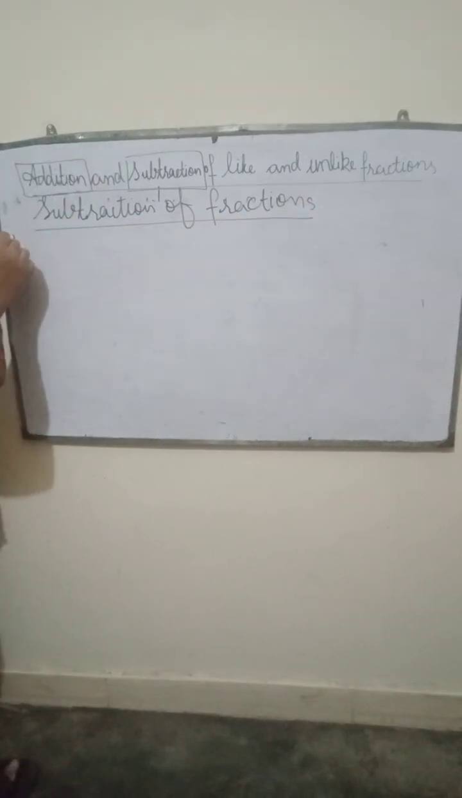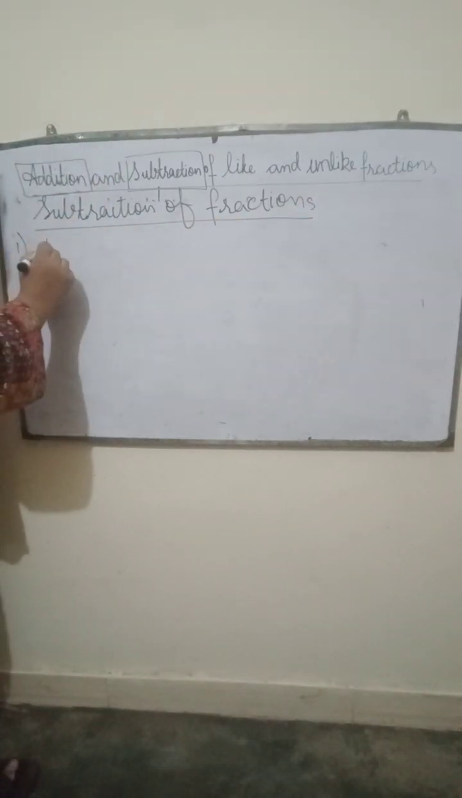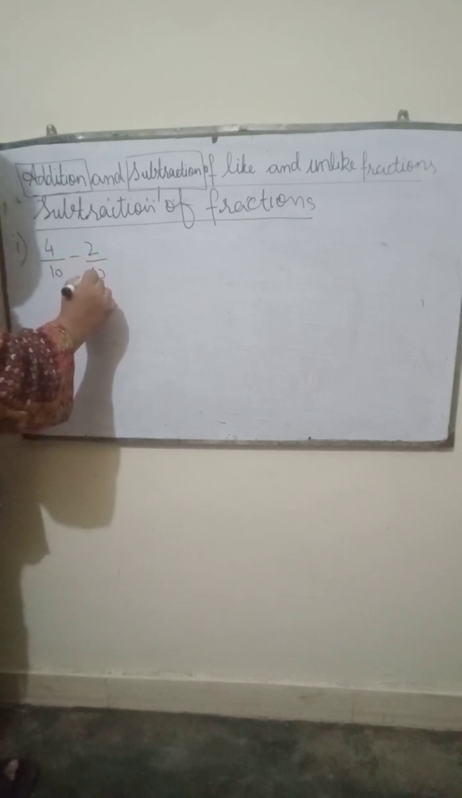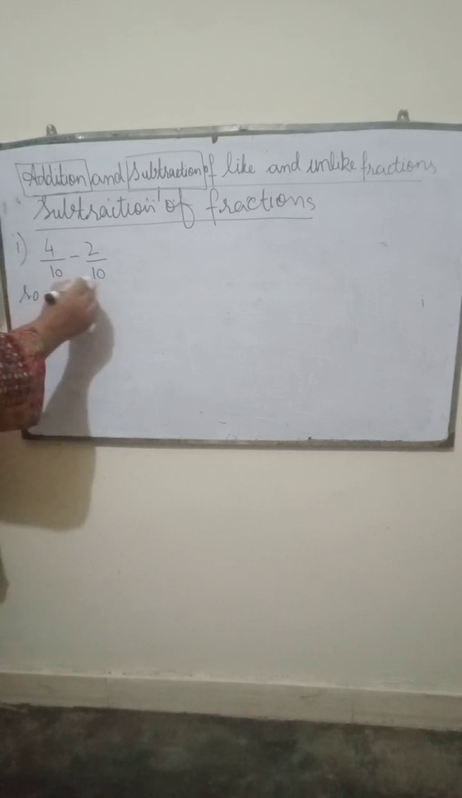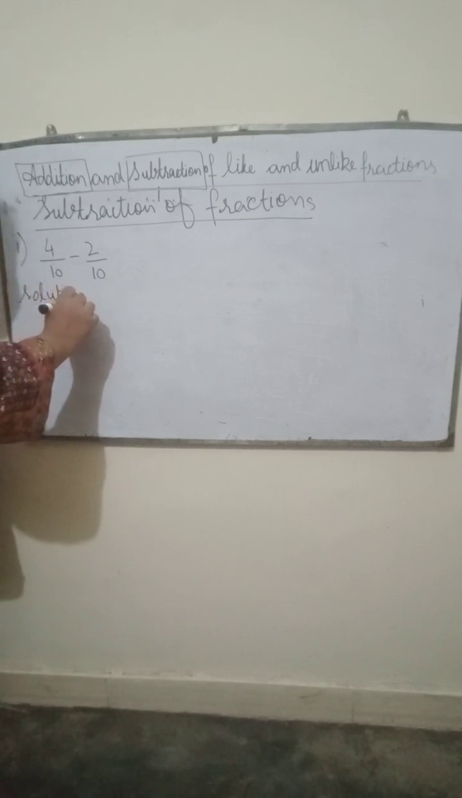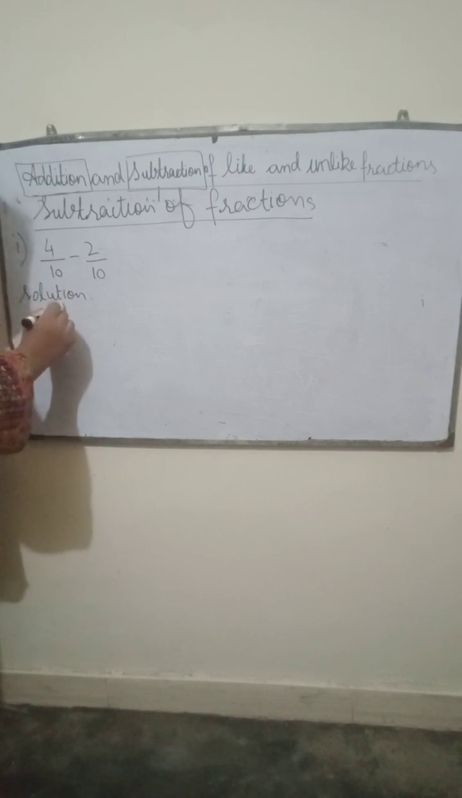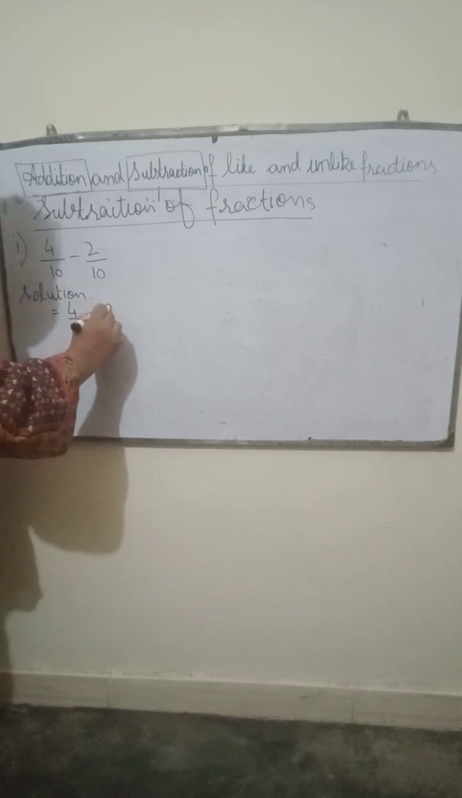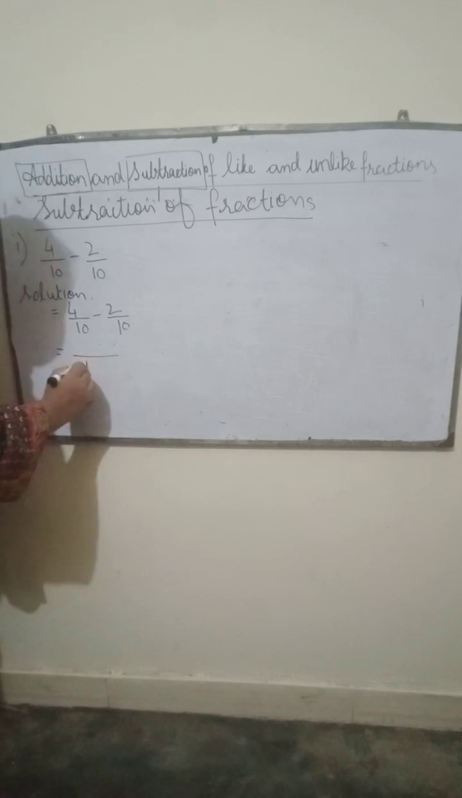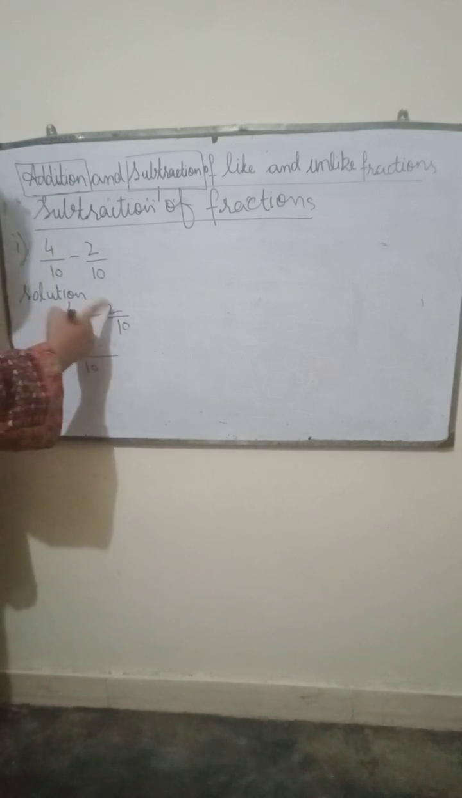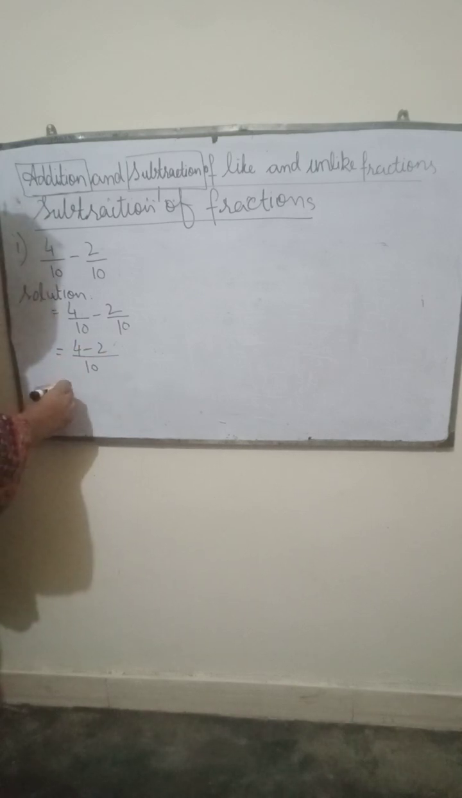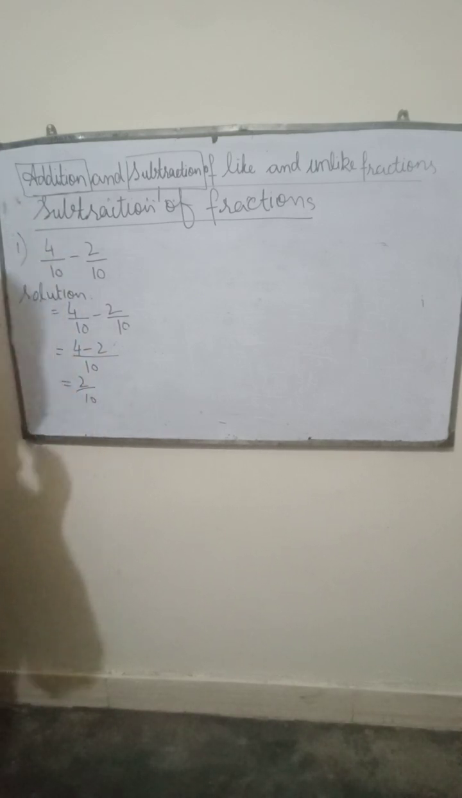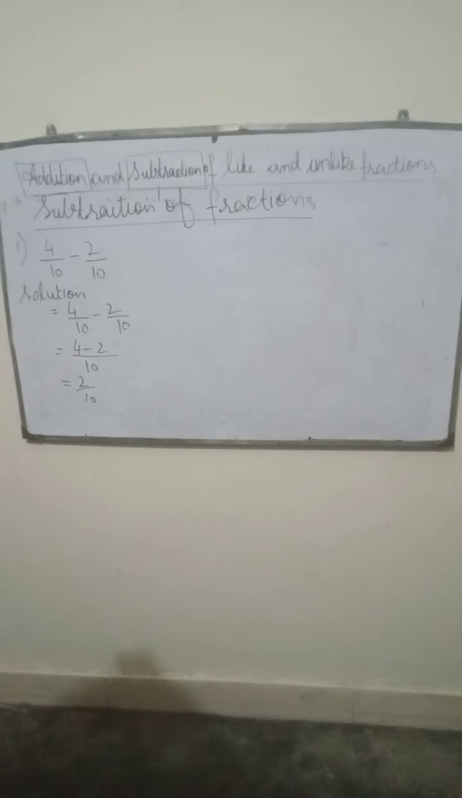Okay, so the question is, let's suppose, 4 by 10 minus 2 by 10. This is a question related to like fractions. We have the same denominator, so we can write the denominator one time. If the denominator is the same, we can write the numerators as they are. 4 minus 2 is 2 by 10. So students, we are done with the subtraction of like fractions.